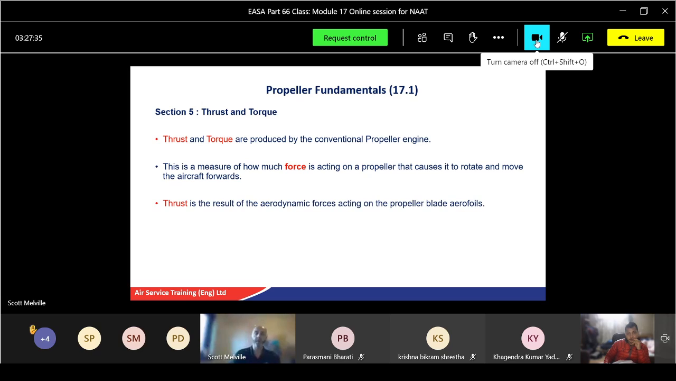Now, thrust is a result of the aerodynamic forces at the propeller blade. Like we said before in aerodynamics, that we call lift. But in our case, for propellers, we call that thrust. Okay. Torque, again, is a resultant force of the power and RPM of the engine. Depending on how powerful the engine is, the greater the power, the greater the torque.